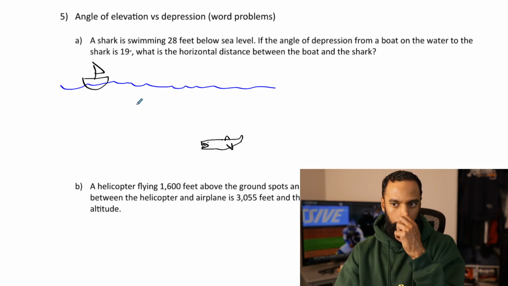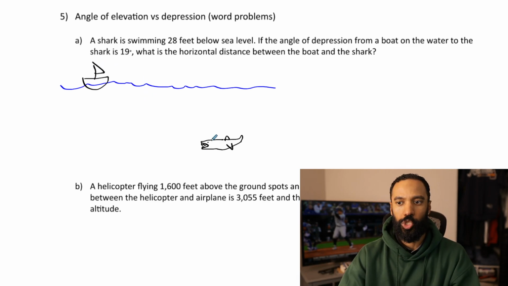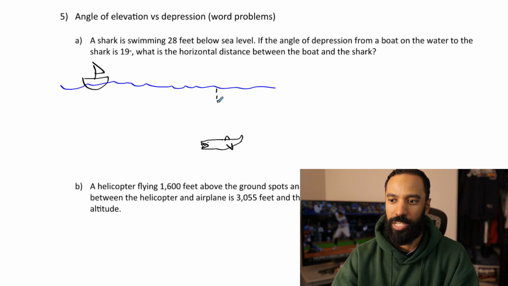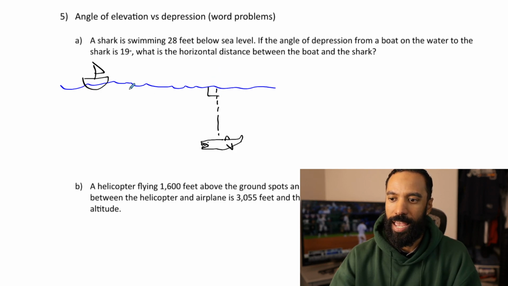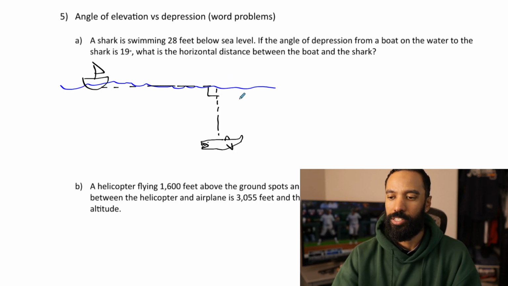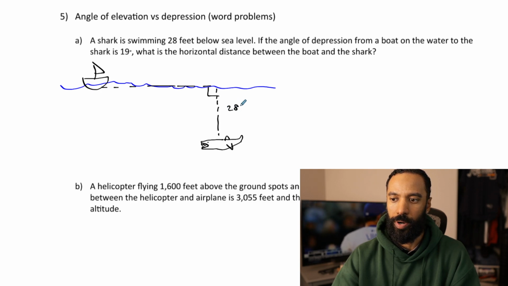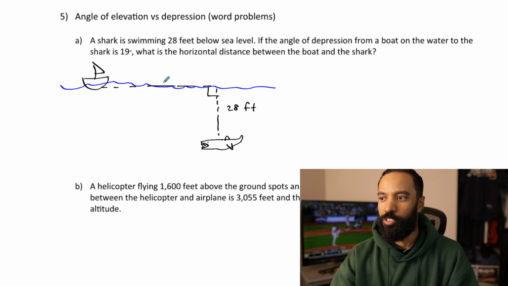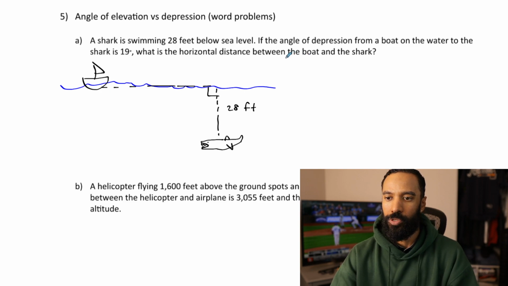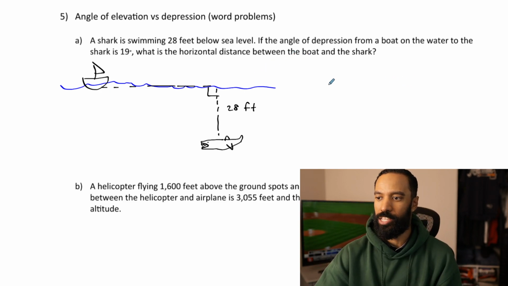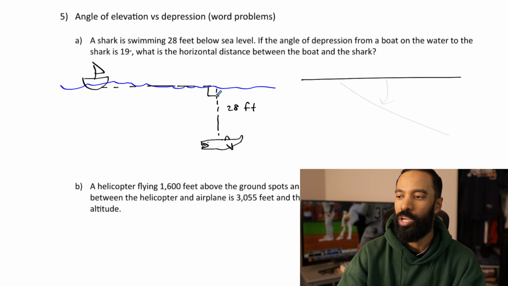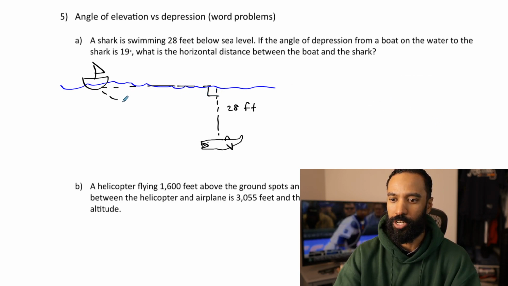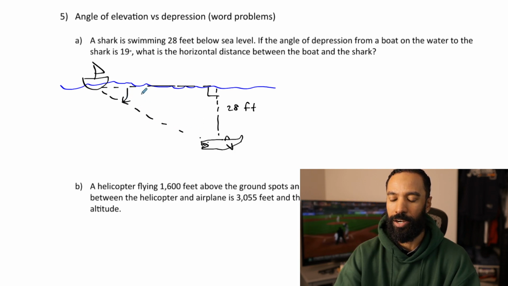All right, so here's the idea. A shark is swimming 28 feet below sea level. Here's sea level. Sea level's horizontal. So there's a right angle that can be made right here. Sea level with shark, and this is 28 feet. The angle of depression from a boat on the water to the shark is 19 degrees. Angle of depression is where you take some horizontal line of sight and you work downward toward it. That's your angle of depression. So for us, we have the boat's angle of depression to the shark being right here. This is the 19 degrees.